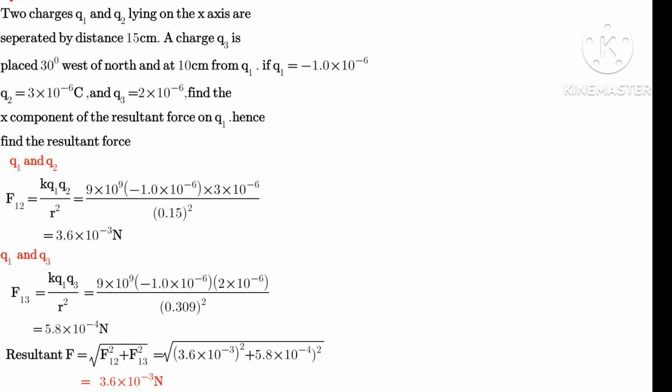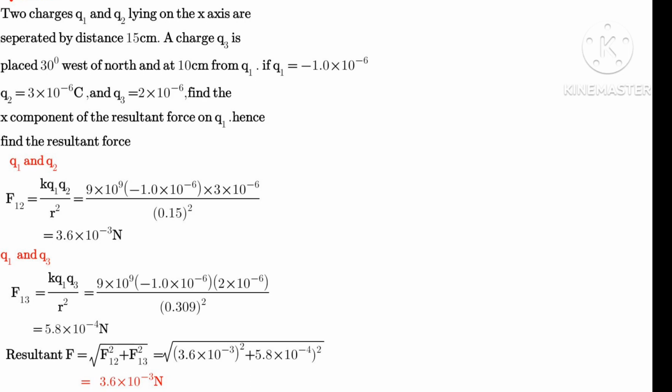So we find F12 and F13, that is, the charges between Q1 and Q2 for the first force, and between Q1 and Q3 for the second force. So we use the general Coulomb's law method. Using Coulomb's law, F equals K Q1 Q2 over R squared, and we have our respective values of Q1, Q2 and R. For the first one, we have 3.6 times 10 raised to power minus 3. For the second one, we have 5.8 times 10 raised to power minus 4.